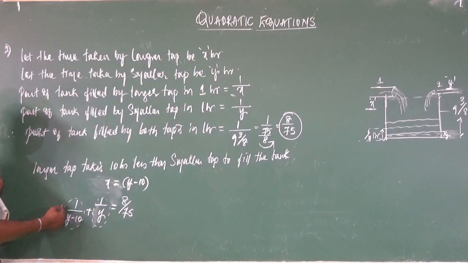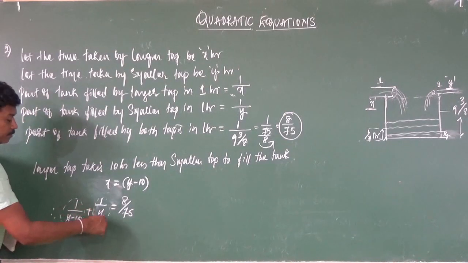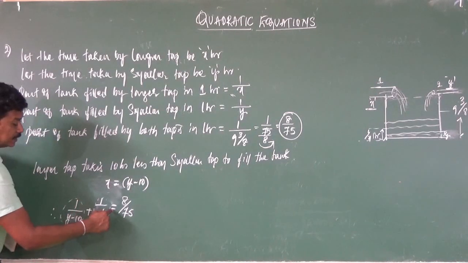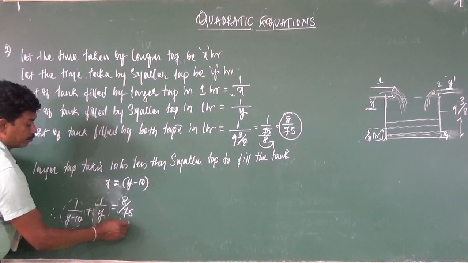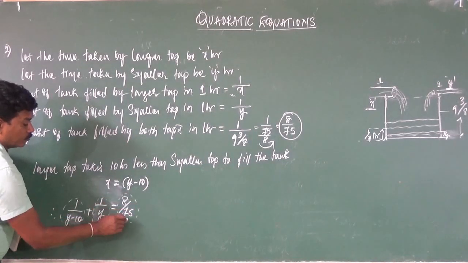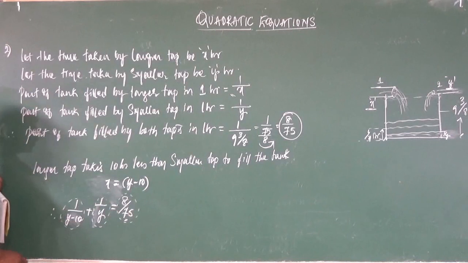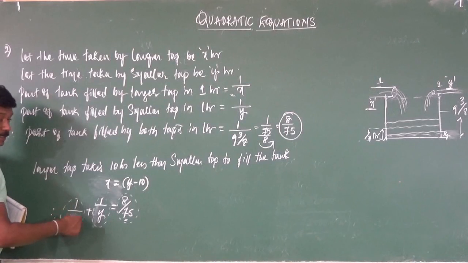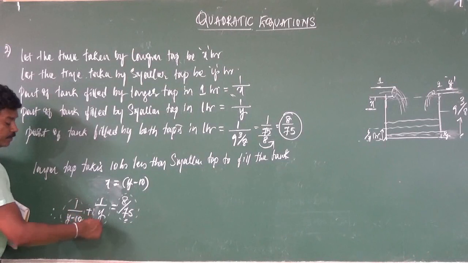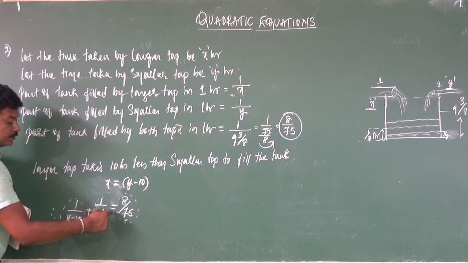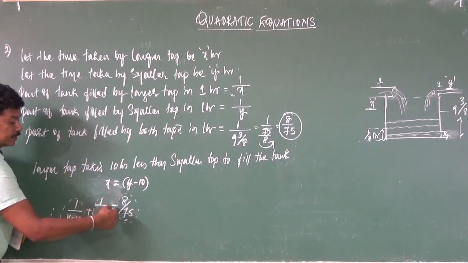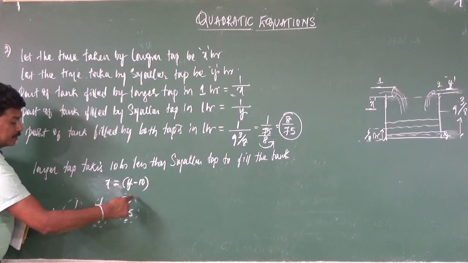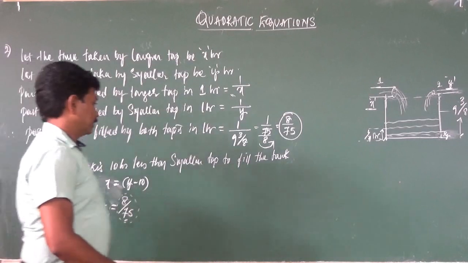So this is the part of the tank filled by the larger tap in 1 hour plus the part of the tank filled by the smaller tap in 1 hour is equal to the part filled by both the taps in 1 hour, that is 8 by 75. I hope you understood the equation here. Once again, the part filled by the larger tap in 1 hour plus the part filled by the smaller tap in 1 hour is equal to the part filled by both taps in 1 hour. So that is how the equation is set up. So let us solve this.